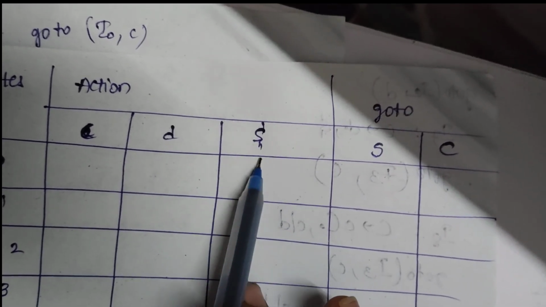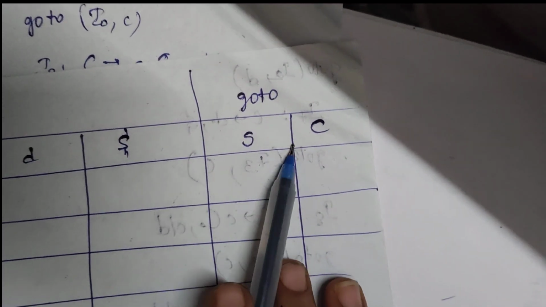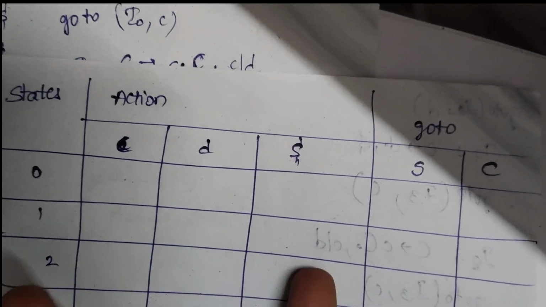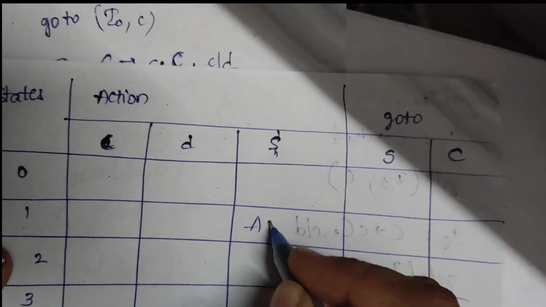Include dollar, compulsory is dollar. Go to, you need to write the capital letters, that is non-terminals, you need to write. In this action will perform shift, reduce and accept. Okay, 1 and dollar is always accept, keep it in mind.